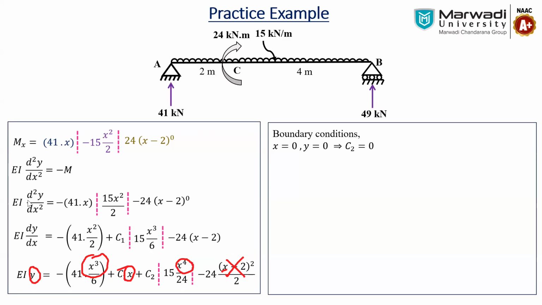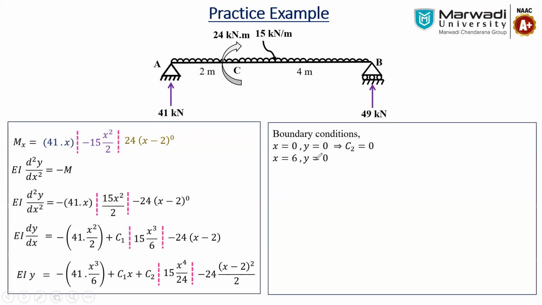Now, next one, similarly, if you are considering the another boundary condition, at the right hand side support, at support B, my deflection is 0. So what is x equal to at that point? There is 6 and y equal to 0.